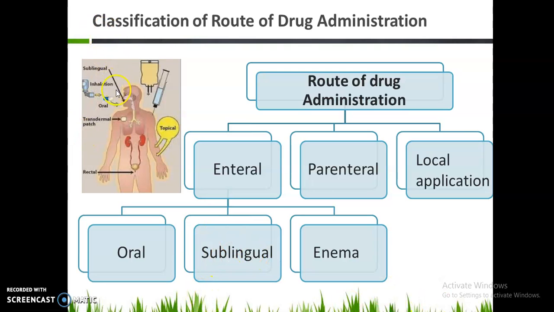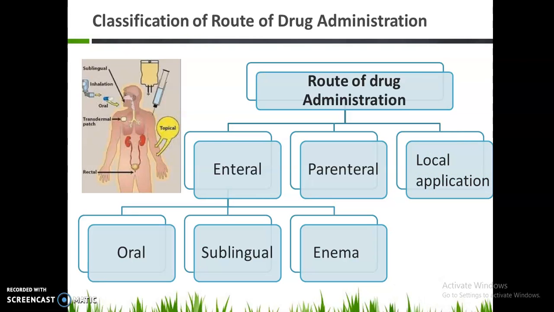Second and third is enema. Enema is a type of drug administration through the rectal route, by which the drug is administered into the rectum for the easy evacuation of flatulence, meaning gases from the body, or to relieve constipation. Then next is parenteral. The parenteral route of drug administration is where the drug is administered through an injection into the body, and it is the second most common route of administration. And last is local application. In this route, the drug is applied to a local part of the body.